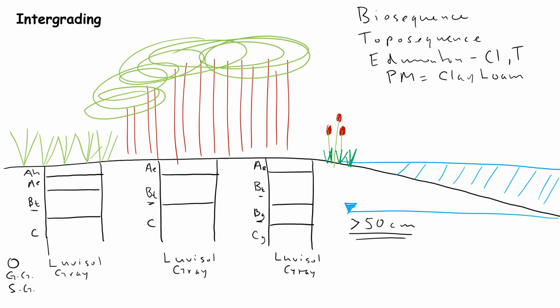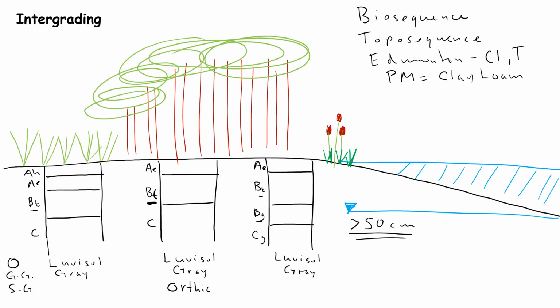So the orthic subgroup is this one in the middle under the aspen stand, where we have an AE horizon, a BT, and a C. This luvisol is dominated by clay translocation into the BT horizon, has a diagnostic BT horizon, and the great group is gray. And so this soil adheres to the central concept of the great group, which is AE, BT, C. So this one is orthic.